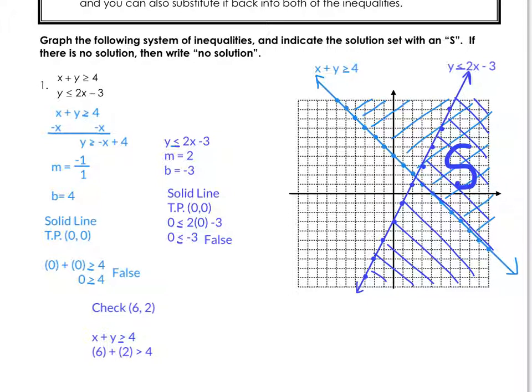6 plus 2 gives me 8. And 8 is greater than or equal to 4, so that is true, which is good because I want it to be true. Then I did the same thing with my other inequality by plugging in both numbers for x and y. My first one did check, this was true. So that checked. And then my second one was true, and that checked.